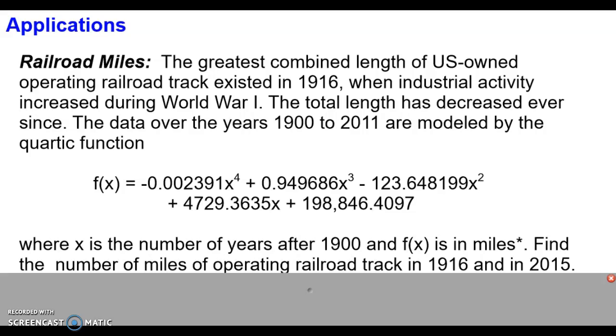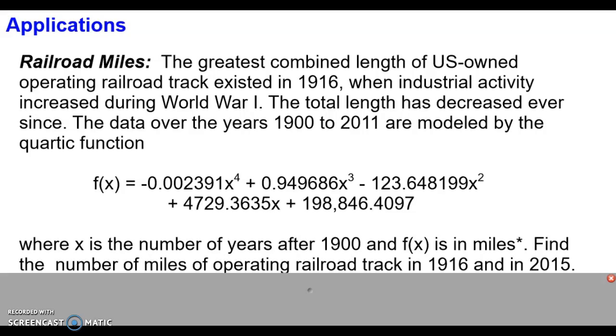Let's take a look at a couple applications involving polynomial functions. So this first one has to do with the amount of miles of railroad tracks in the US. They looked at data from 1900 to 2011. It turns out, according to this, that in 1916 we had the maximum number of miles and it decreased after that point.